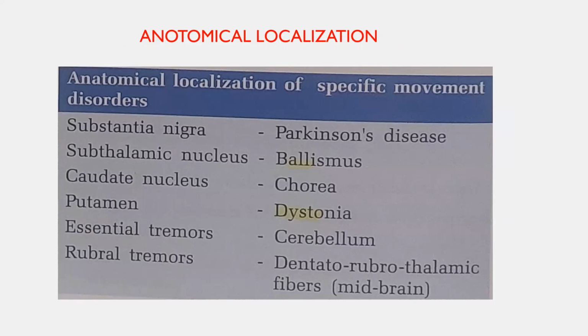Essential tremor, cerebellum. Rubral tremor is also called Holmes tremor or midbrain tremor. It is secondary to involvement of dentato-rubrothalamic fibers. Just remember the name and the localization. For example, if a patient has Parkinson's features, the anatomical localization will be the substantia nigra. If ballismus is there, the subthalamic nucleus will be involved. Like that, depending on the clinical phenotype, you can anatomically localize the site of involvement.